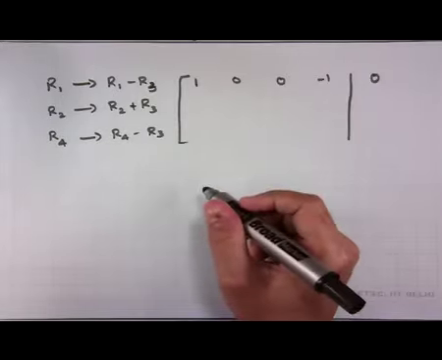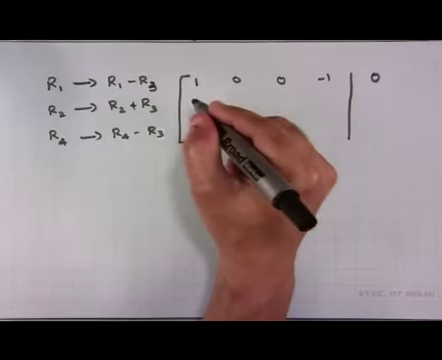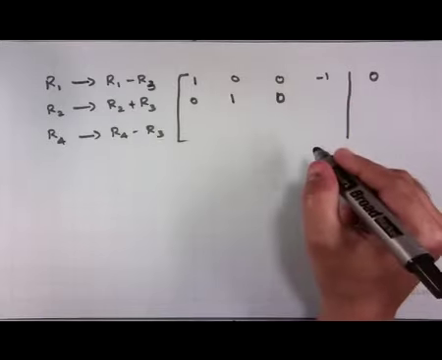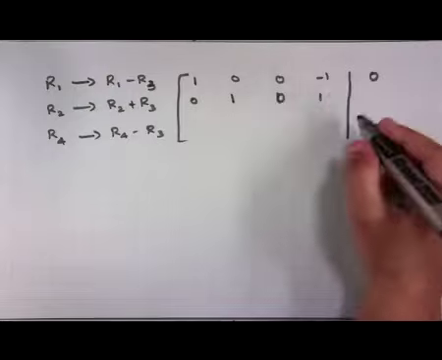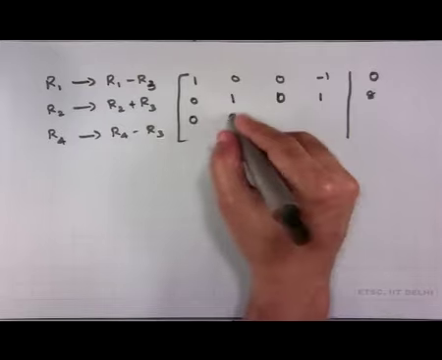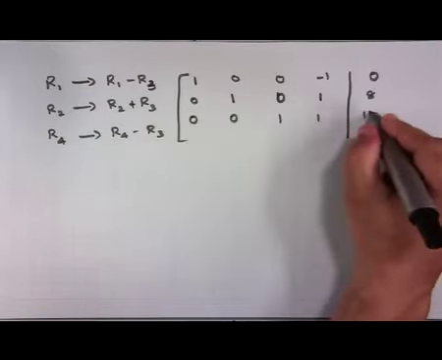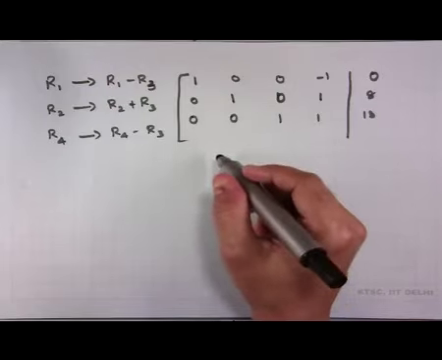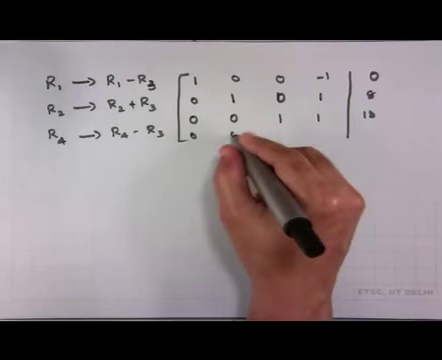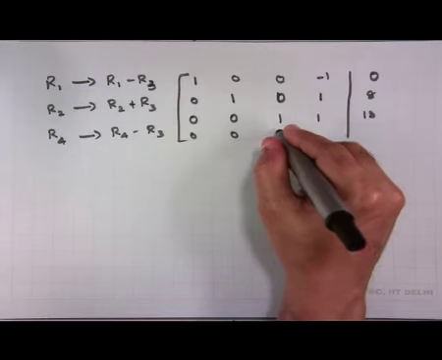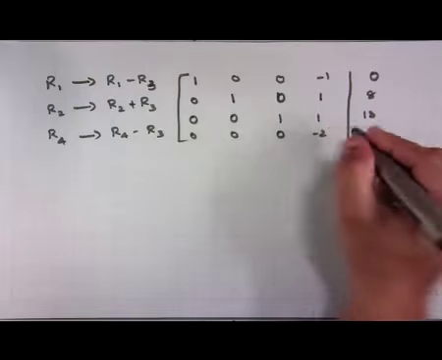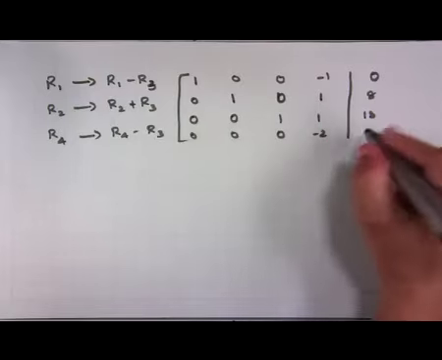Second one, R2 plus R3: 0 plus 0 you have 0, 1 plus 0 you have 1, minus 1 plus 1 it is 0, 0 plus 1 you have 1, minus 5 plus 13 you have 8. Third row remains as it is, 0 0 1 1 13. Last row it is R4 minus R3: 0 minus 0 is 0, 0 minus 0 is 0, 1 minus 1 it is 0, minus 1 minus 1 you have minus 2, 5 minus 13, so you have minus 8.